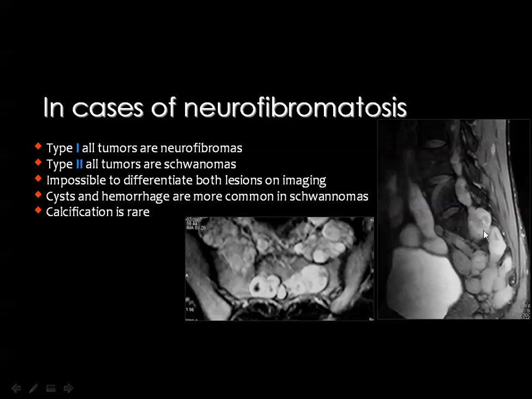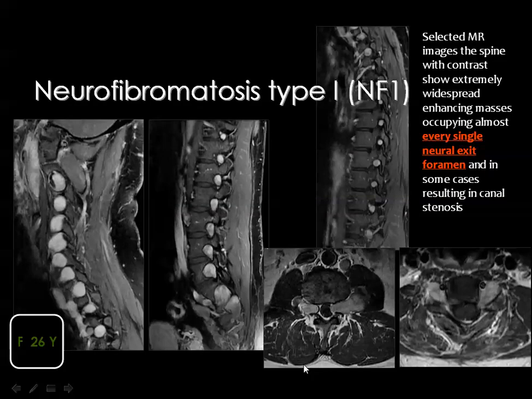Others can extend outside the canal through the nerve roots, while some of the neurofibromas can be totally outside the spinal canal along the nerve roots. Then you can see in the axial image widening of the neural foramina being occupied by heterogeneously enhanced soft tissue masses, and this is a very informative sagittal T2 weighted image of a case of neurofibromatosis in the lumbosacral area.